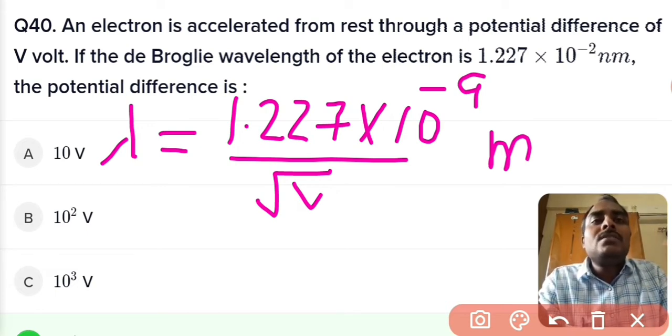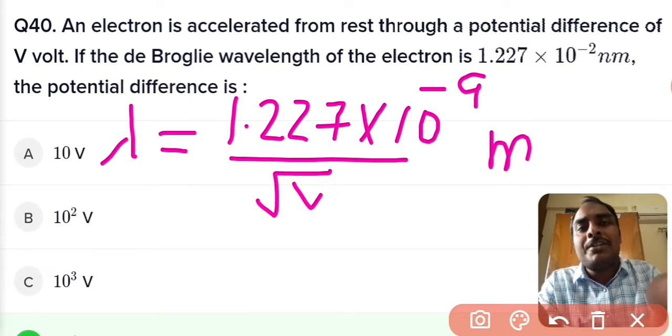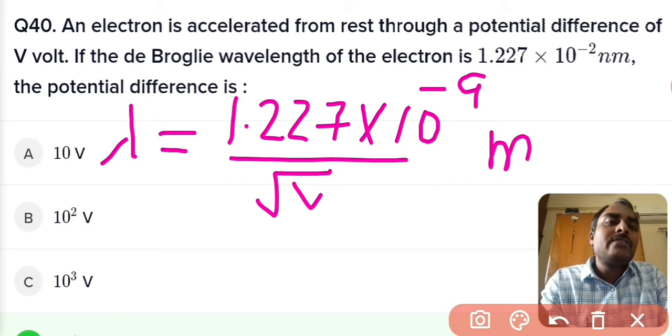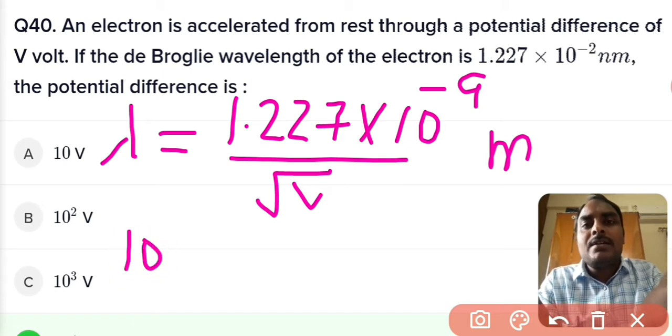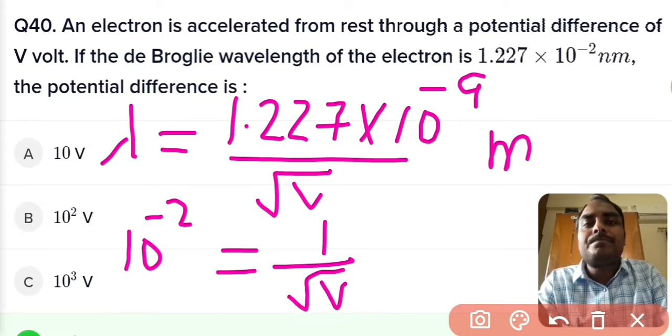So now in this given problem, de Broglie wavelength is given already. Lambda is given 1.227 into 10 power minus 2. So here nanometer, nano means 10 power minus 9. So left hand side 1.227, right hand side 1.227 cancel, and 10 power minus 9, there also nanometer 10 power minus 9, both will cancel. Then 10 power minus 2 will be left on the left hand side, right hand side 1 upon root V.